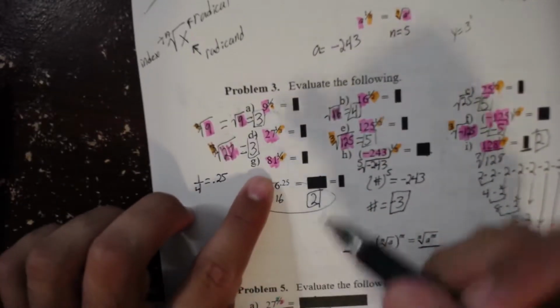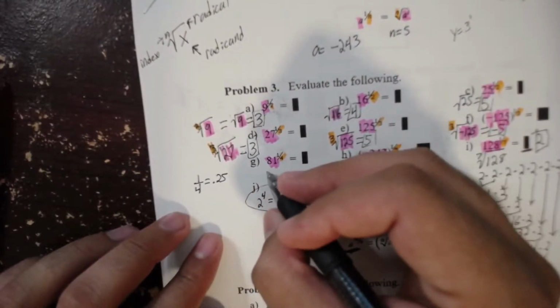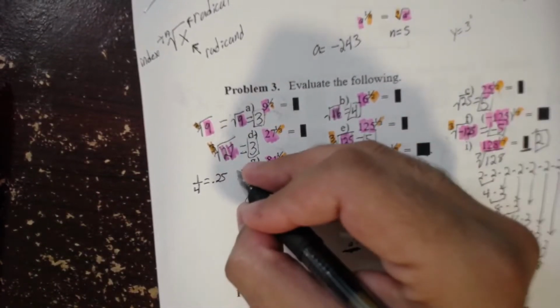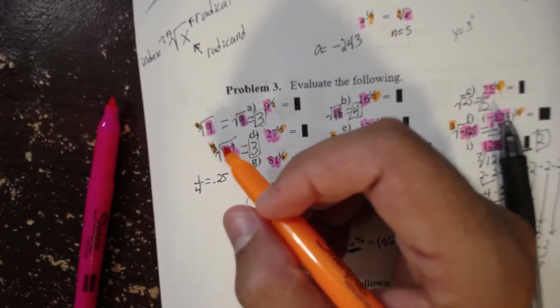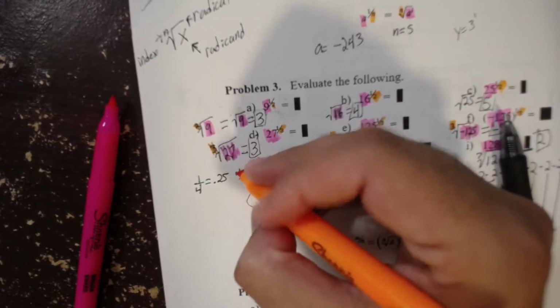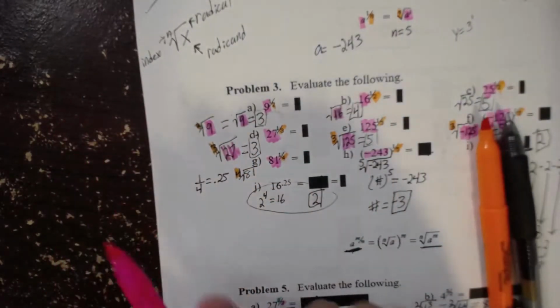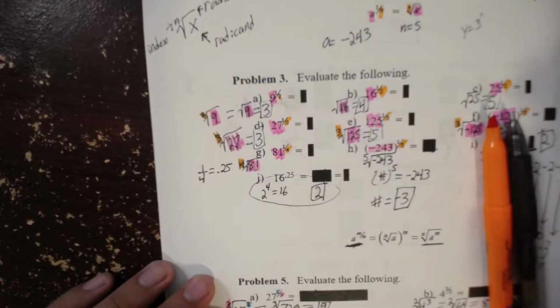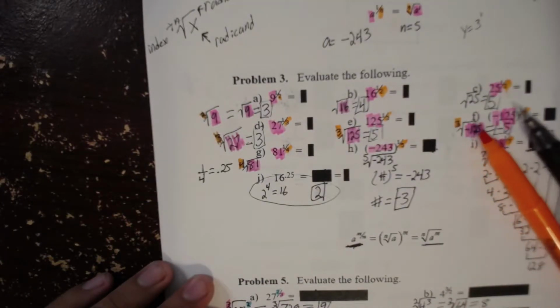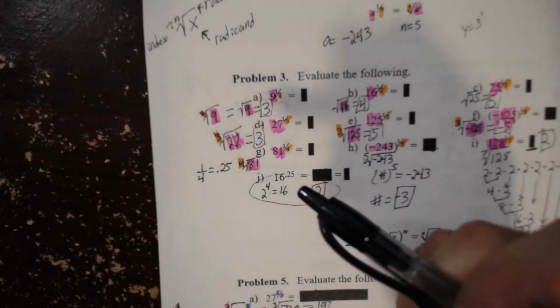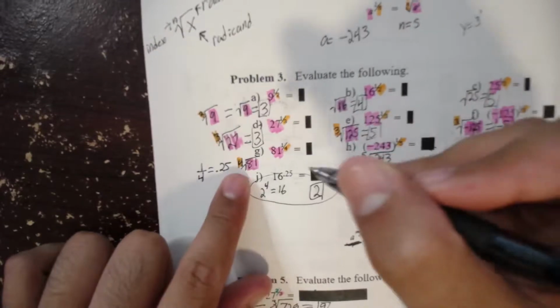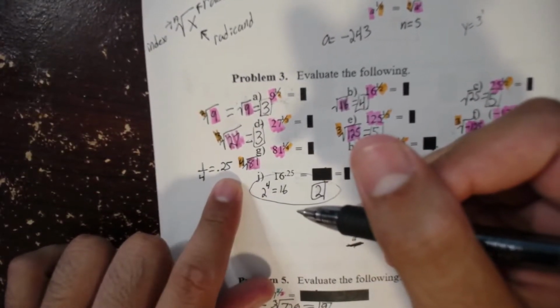Okay, now we've got 81. Here we go. The index. Now we have to find the number that, when we multiply it by itself 4 times, we get 81. I misspoke, sorry. 4 times with itself, we get 81.